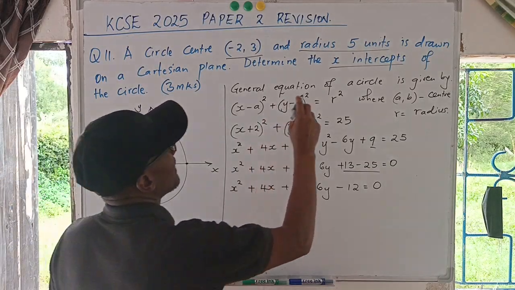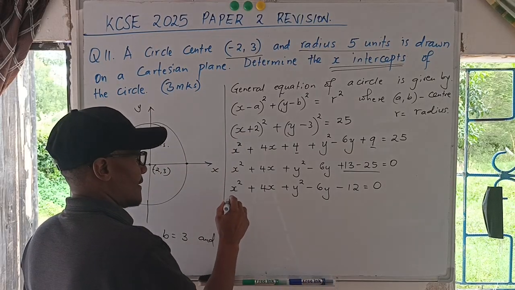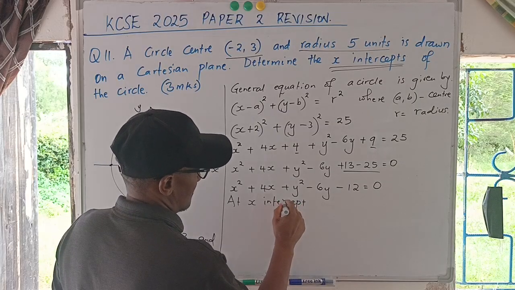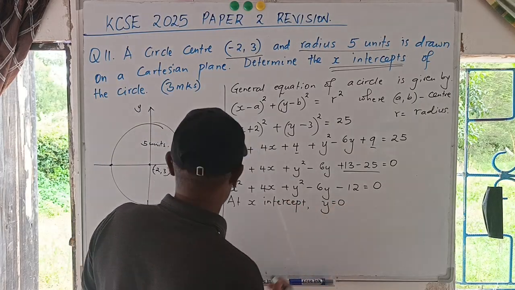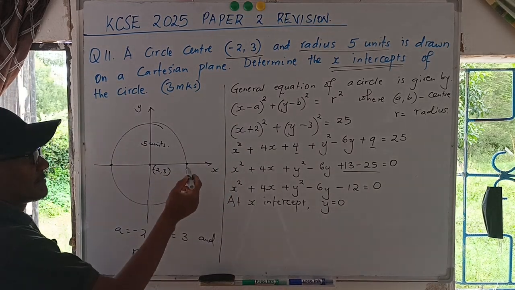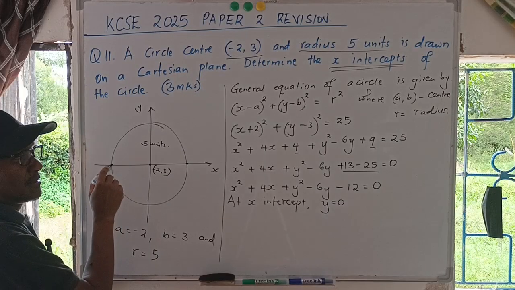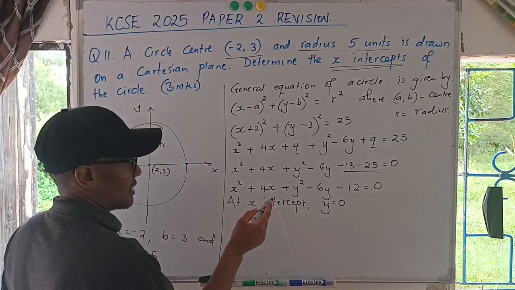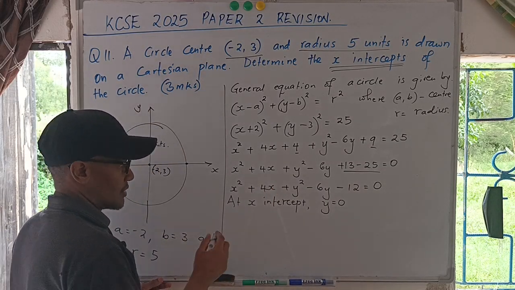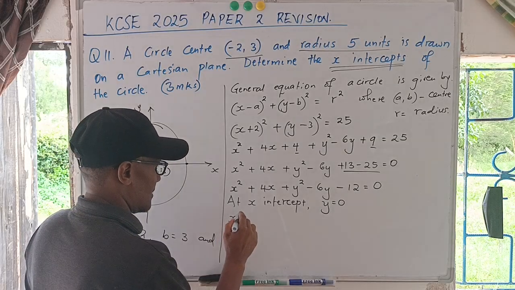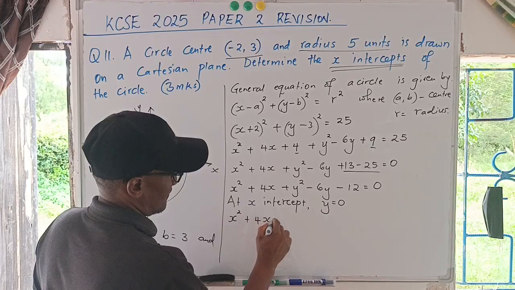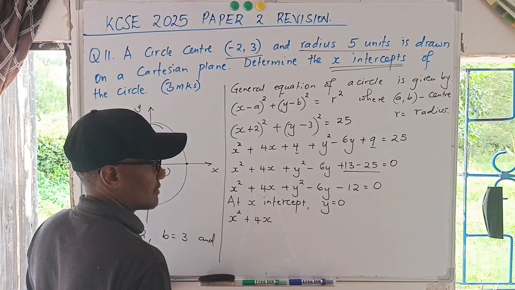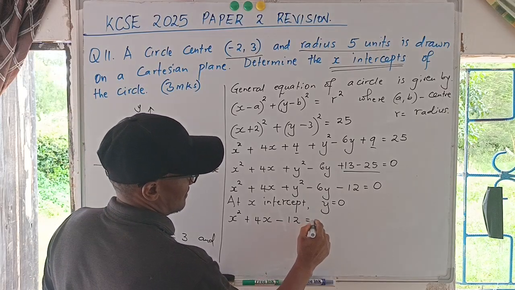We are trying to determine the x-intercepts. At the x-intercept, the value of y is equal to 0, as we can see here. The value of y here is 0, the value of y here is equal to 0. Therefore, we substitute y is equal to 0 in this particular equation. We're going to have x squared plus 4x, 0 squared is 0, 6 times 0 is 0, so minus 12 gives us 0.